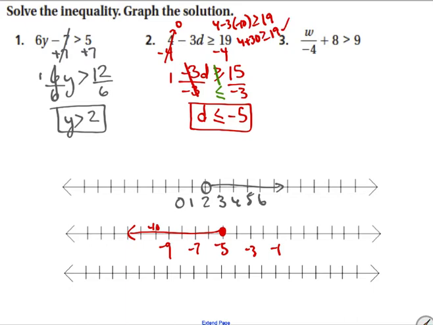Okay. W divided by negative 4 plus 8 is greater than 9. I need a negative 8 on both sides.